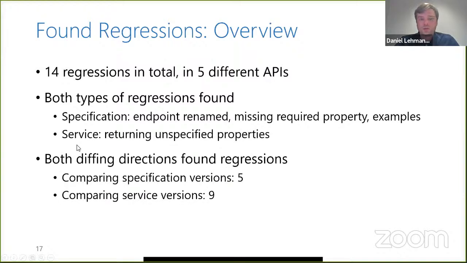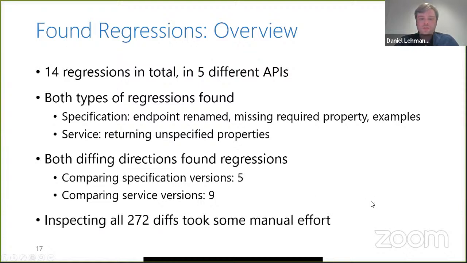And then the third encouraging finding is that both diffing directions in this matrix are necessary to find the regressions. 5 regressions were only found when we sent requests generated from different specifications to the same service version, and 9 regressions were found when we generated the same requests but sent them to 2 different service versions. Overall, this was some manual effort, about a week, because we had to inspect 272 diffs, of which most were small or empty.